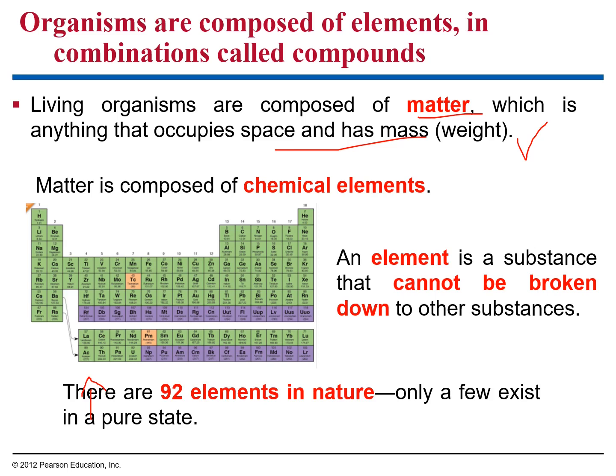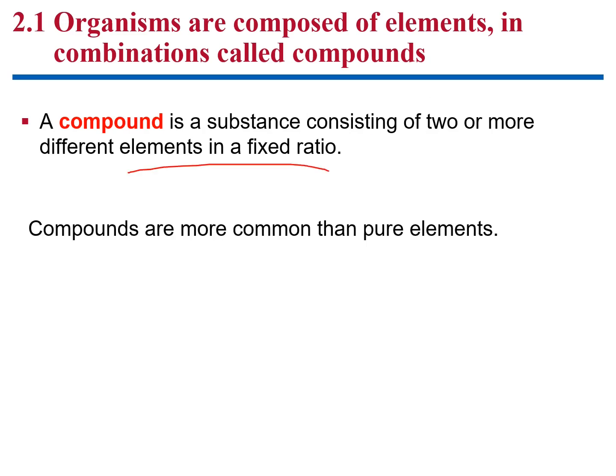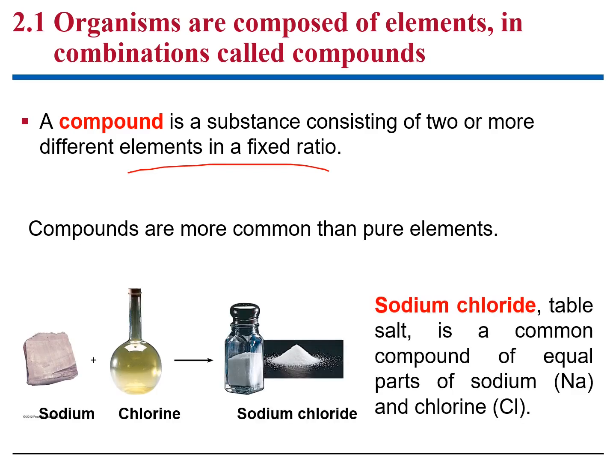And there are 92 elements in nature, but only a few exist in a pure state. On the other hand, a compound is a substance consisting of two or more elements in a fixed ratio. Compounds are more common than pure elements. So, for example, sodium chloride is more common than chlorine and sodium alone; these are not as common as table salt.